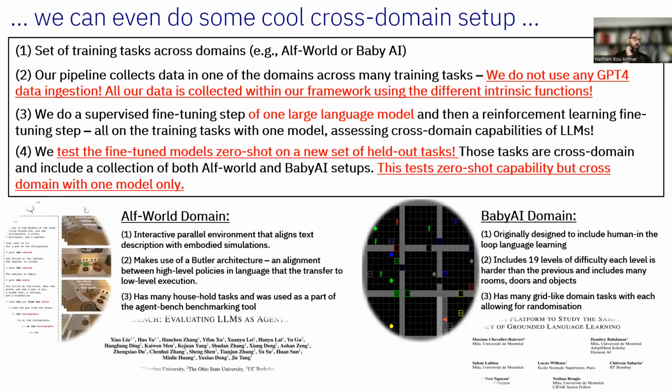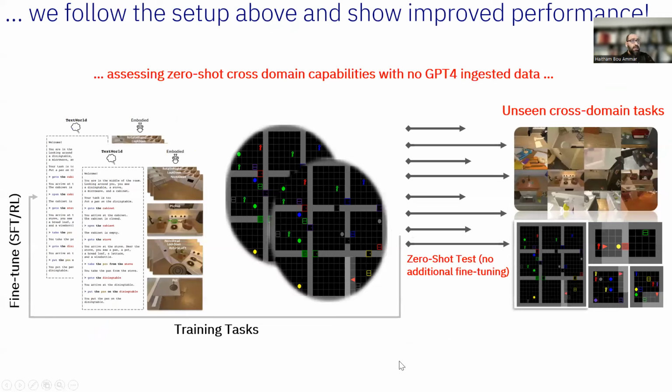But now what we can do that's even cooler than what I showed you before is a cross-domain model. The idea is that we can take the ALFWorld training environments and the BabyAI training environments. Then we can try to build one model and one set of intrinsic functions that does well on these two environments. So we can take these tasks combined. They're cross-domain, they're not the same domain. They have different action spaces, different observation spaces.